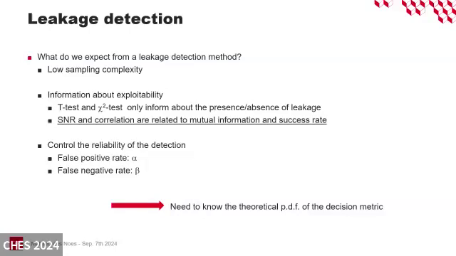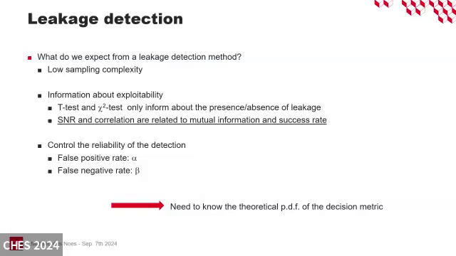So what do we expect from a leakage detection method? Of course, we want to have a good detection probability, but we also want to have low sampling complexity because we'll save processing time. We also, in addition, sometimes want information about the exploitability of the leakage. For instance, the SNR and the correlation are related to the success rate of an attack. So this is informative for us to know if it will be interesting to continue to implement an attack given the SNR. On the other hand, the t-test and chi-squared test give only information about the presence or absence of leakage, but not about exploitability.